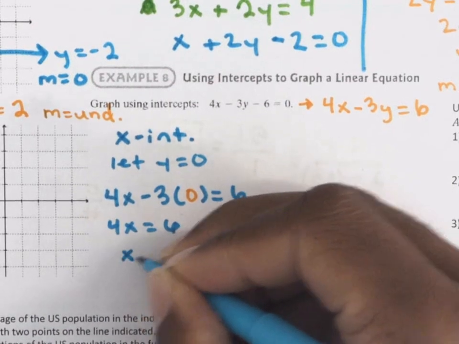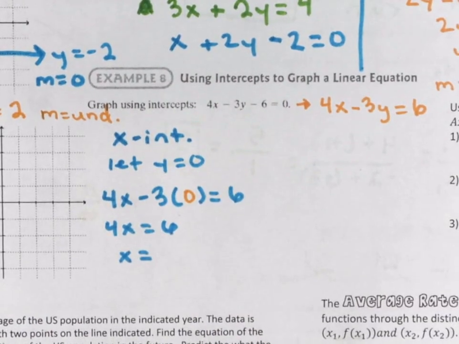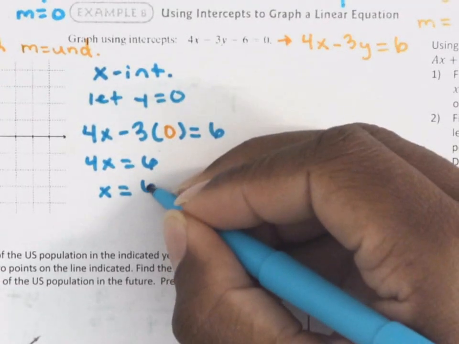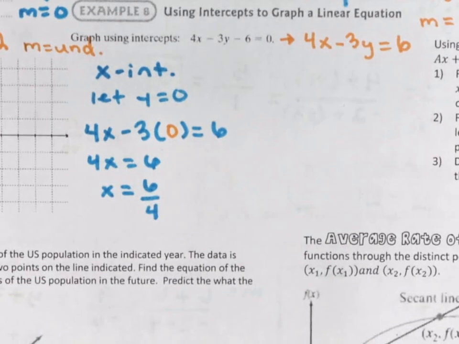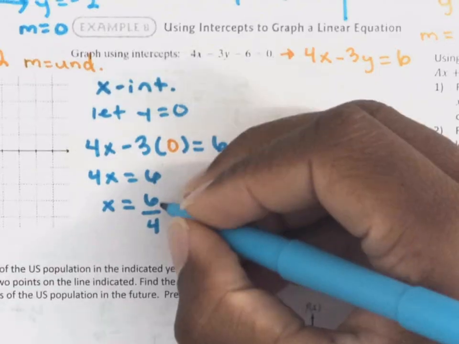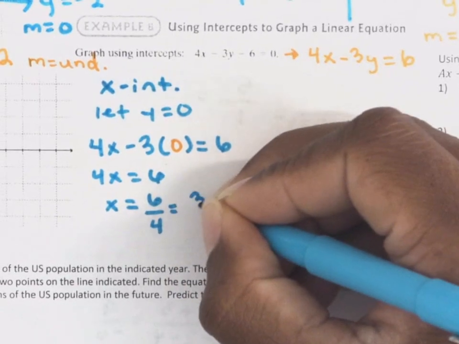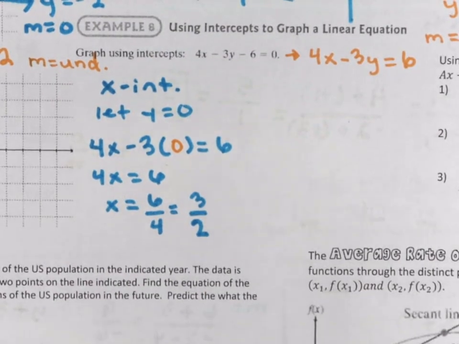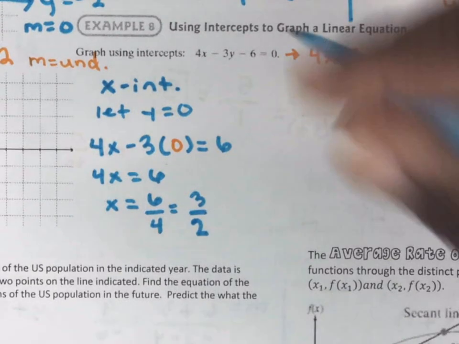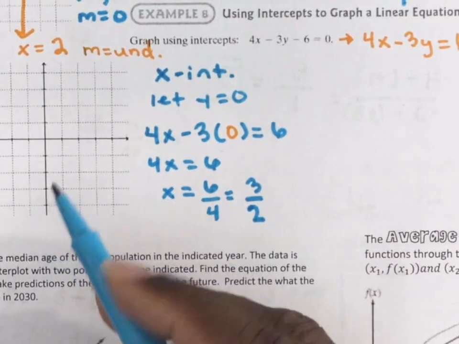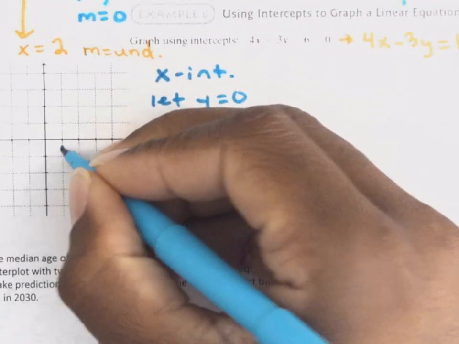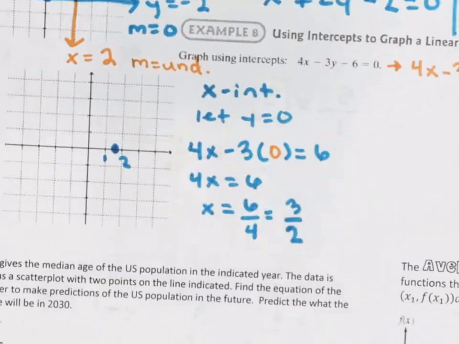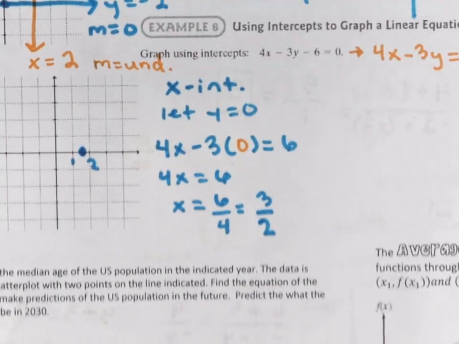X equals what? 6 over 4. Can that be reduced? Yep, it's got a common multiple of 2. That reduces to 3 over 2. 3 over 2 is in between 1 and 2, right? So that's where I'm going to put my x-intercept. So I got 1, I got 2. I'll put it right in between them. That's my x-intercept.